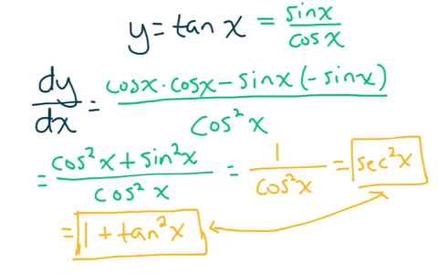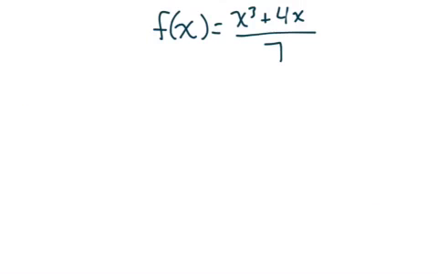Okay, let's look at one more example really quickly here. And the reason I want to point this one out is because this one is able to be done by the quotient rule. However, notice that the denominator is just a constant, and if we take its derivative, we're going to get 0. And so we could think of this function as 1/7 times x cubed plus 4x.